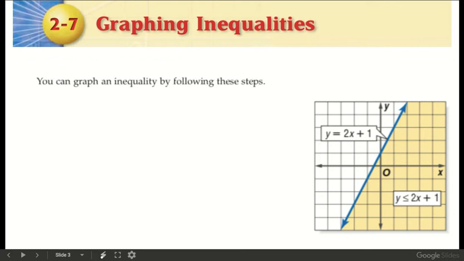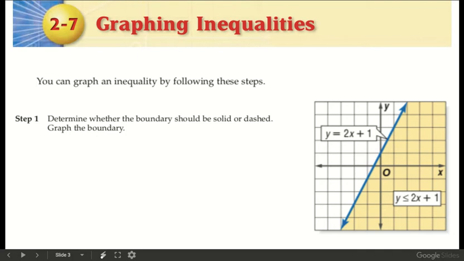So you can graph an inequality by following these steps. Step 1 would be to determine where the boundary line should be and whether it's solid or dashed. So as long as you can graph a line, you should be able to graph linear inequalities.